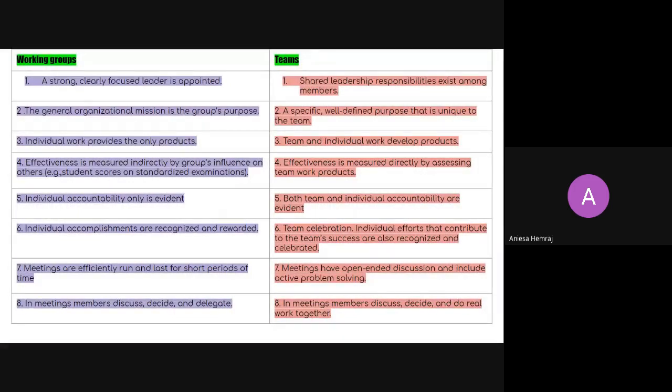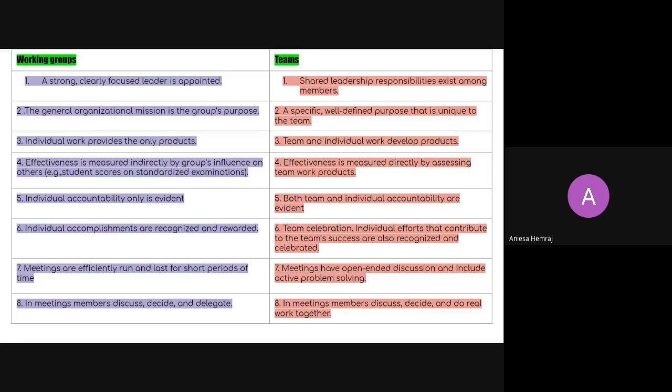So here in this table, we will be comparing working groups and teams. One, a strong, clearly focused leader is appointed, versus shared leadership responsibilities exist among members. Two, a general organizational mission is the group's purpose, versus a specific, well-defined purpose that is unique to the team. Three, individual work provides the only products, versus team and individual work develop products. Four, effectiveness is measured indirectly by a group's influence on others, versus effectiveness is measured directly by assessing teamwork products.